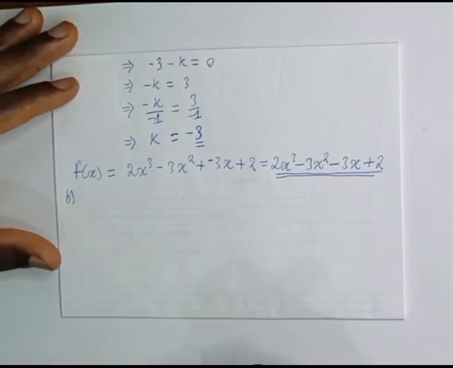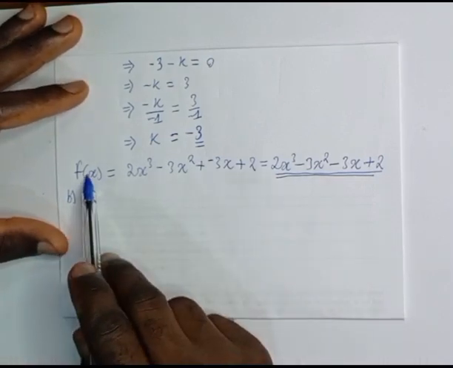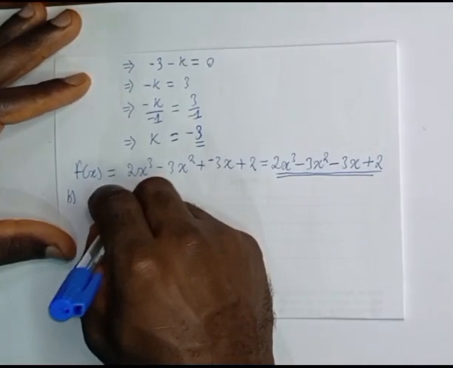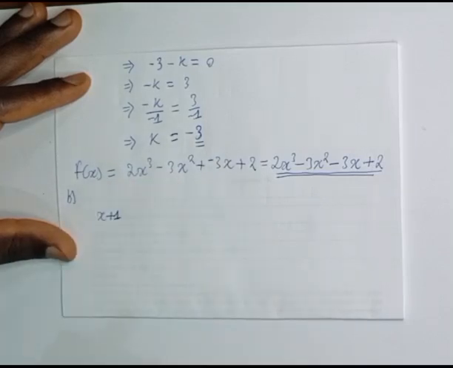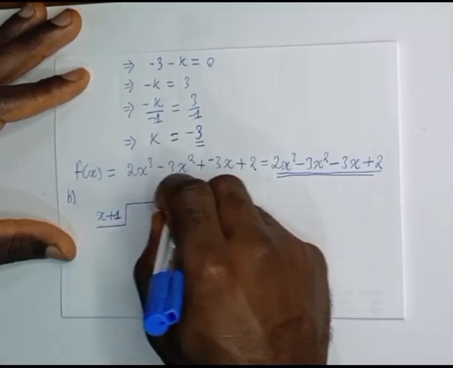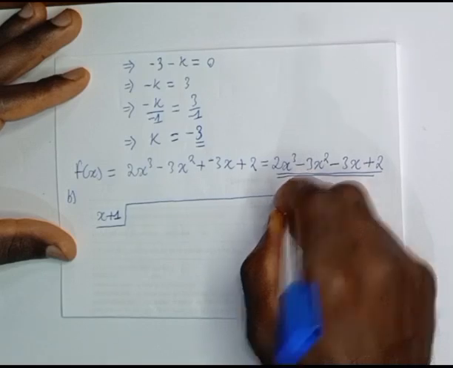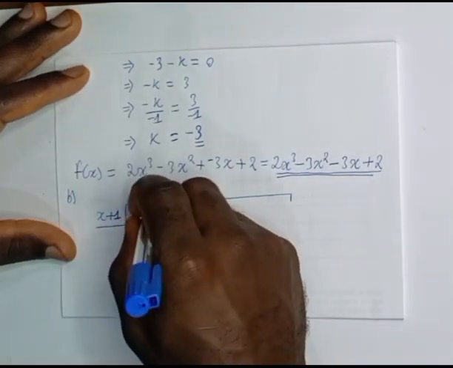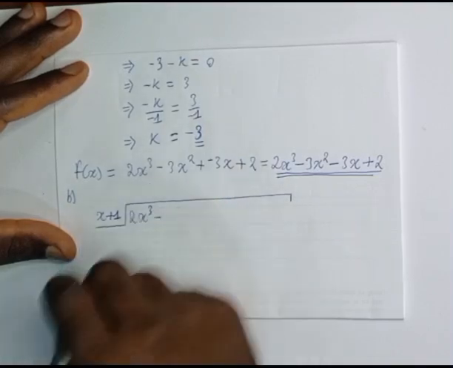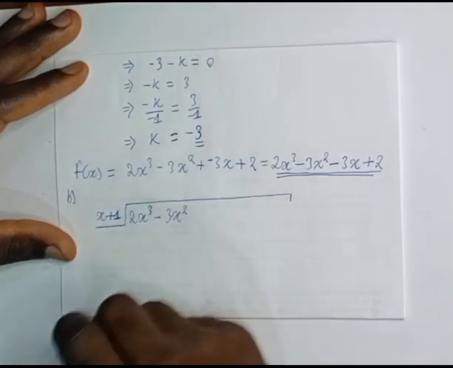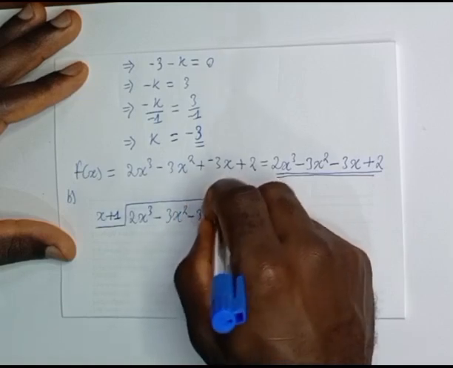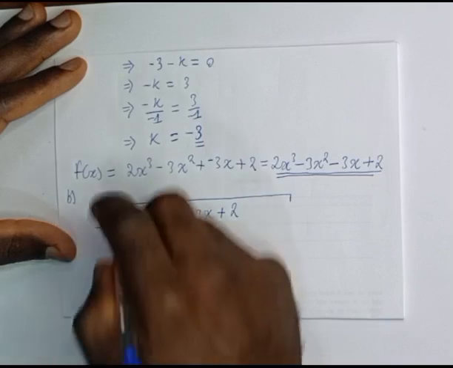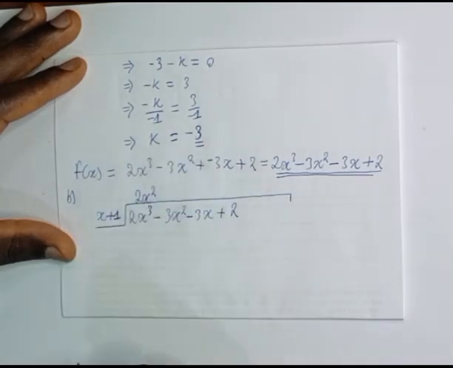By making use of the method of long division, we are going to divide f of x by x plus 1. X plus 1, which is the divisor, goes out. The polynomial f of x, which is the dividend, goes in. We have 2x cubed minus 3x squared minus 3x plus 2. 2x cubed divided by x gives us 2x squared.